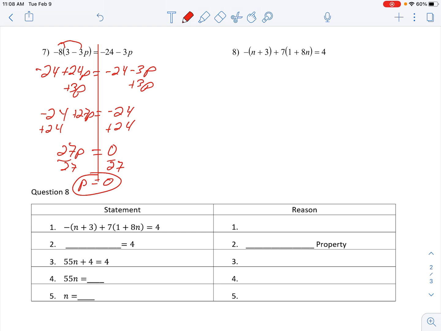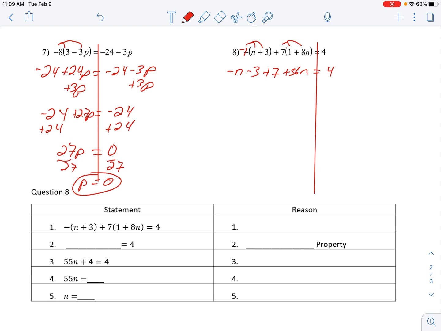On number 8, again, we don't need to justify. I've got parentheses, got 2 of them. It's a negative 1 out front. There's a negative 1 hiding there, and then a 7 to distribute. Negative n minus 3. 7 times 56n.